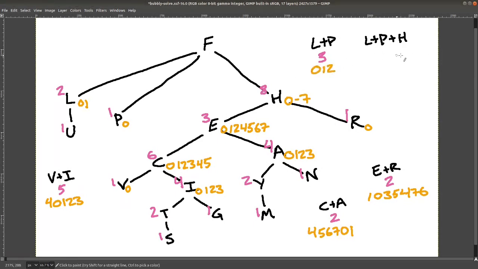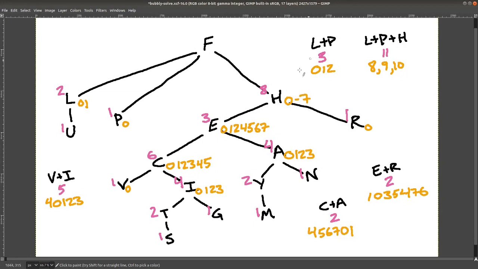And L plus P plus H. 3 XOR 8 is 11. 8 XOR 0, 1, and 2 is 8, 9, 10. I'll put in commas whenever we have multi-digit numbers, just to be clear. And then 3 XOR 0 through 7. Yeah, okay, so this is the shortcut we said earlier.